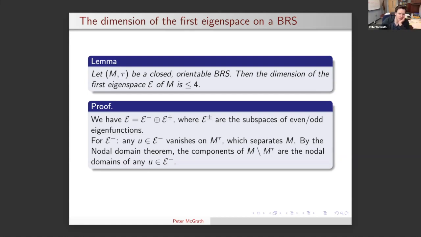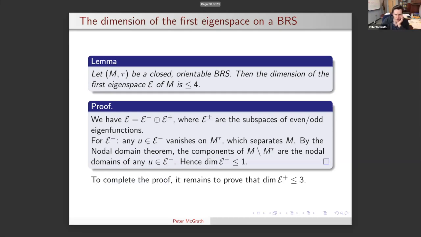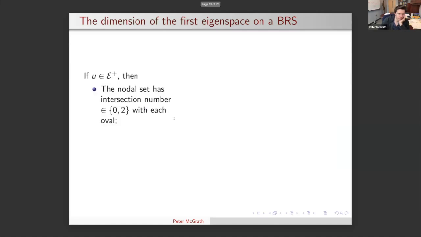And that means that the space of odd eigenfunctions is at most one-dimensional. So this factor here is at most one-dimensional. So then in the next slide, we analyze this factor here, which we show is at most three-dimensional.